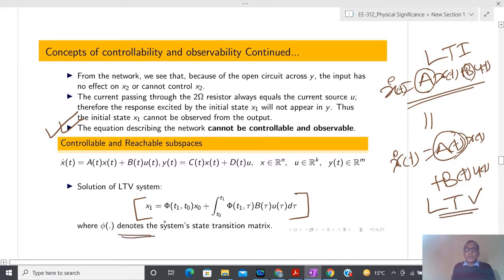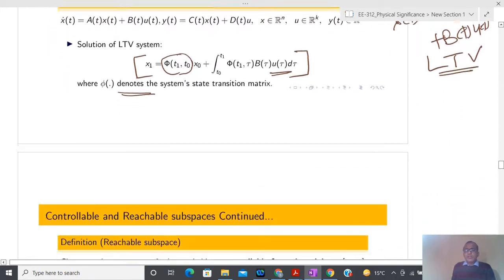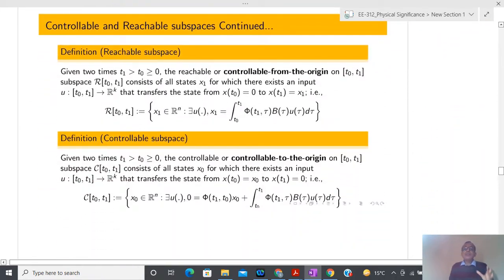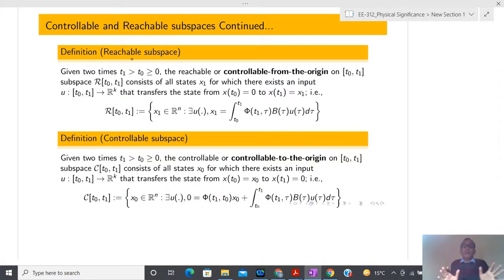A state transition matrix means that if you know this, then you are able to understand what x1 is, provided you know all A(t), B(t) and u(t). Now, what is our aim? I have to define two things. In this particular lecture I am not going to be concerned with observability. We know the meaning of observability. We are going to focus on controllability, that is, whether control design is possible or not.